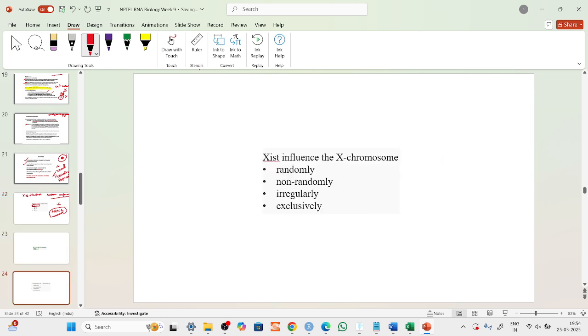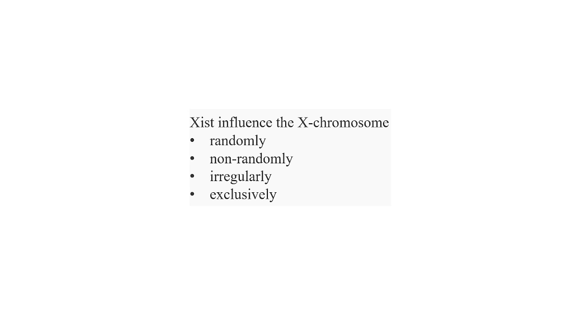Okay. The next question is: XIST influences the X chromosome A, randomly, B, non-randomly, C, irregularly, or D, exclusively? What is the correct answer? How does XIST influence the X chromosome? Right now it is 7:54. I will switch the screen at 7:56.